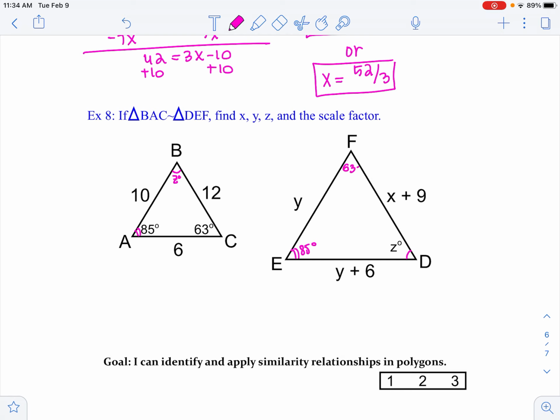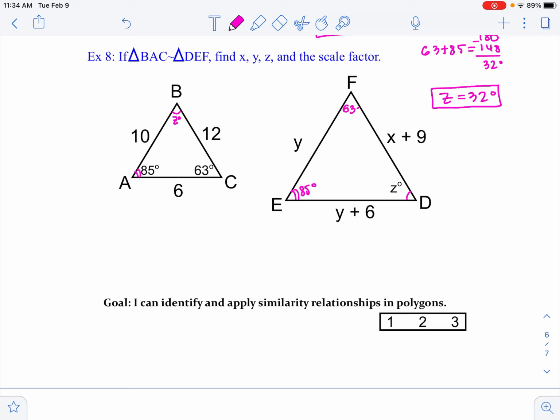All right, I'll worry about my angles first because that's what I like to do. I need to add 63 plus 85 and then subtract that from 180. That is 148, and 180 minus that gives me 32 degrees. So Z is 32 degrees. I like to get that out of the way.